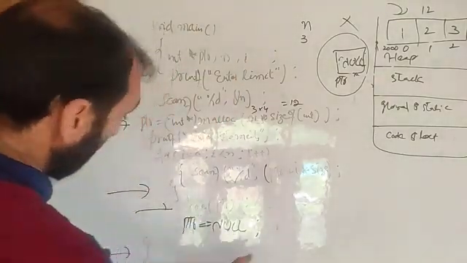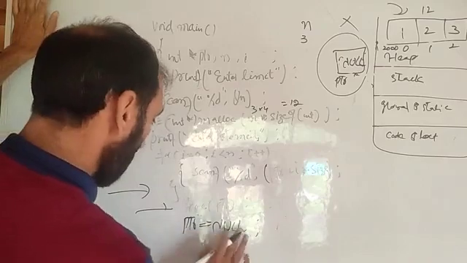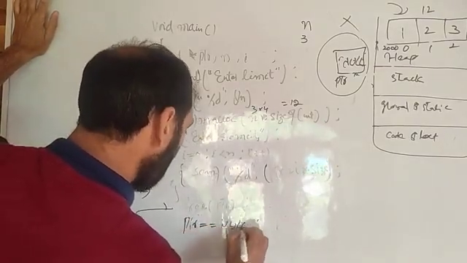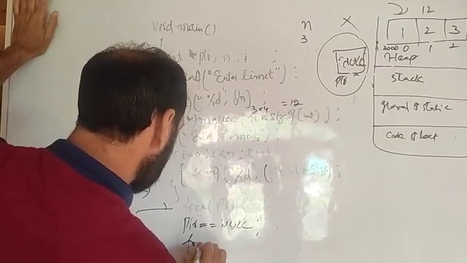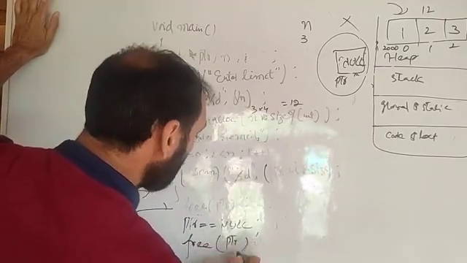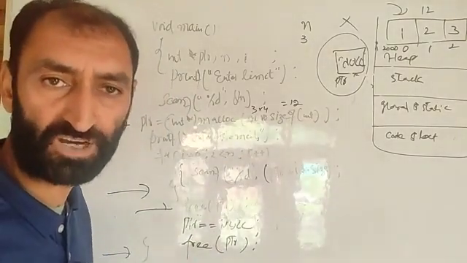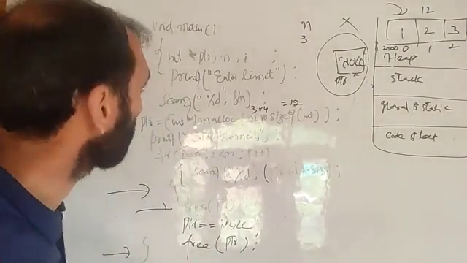For example, if I have initialized this PTR with NULL, and after that I am again freeing PTR, it will show me some error, a double free error, or some other types of errors.